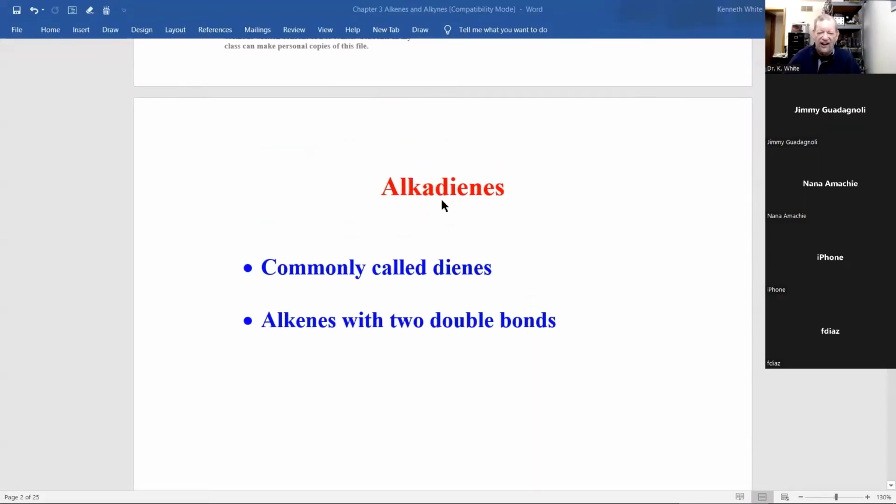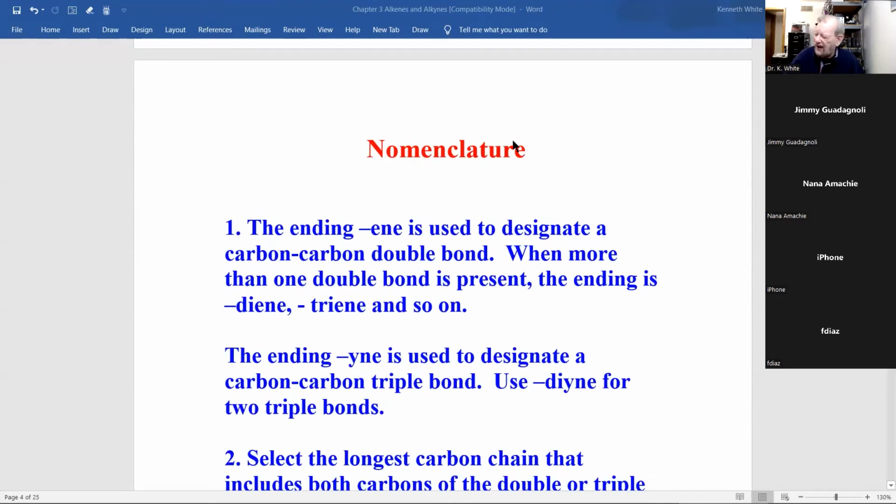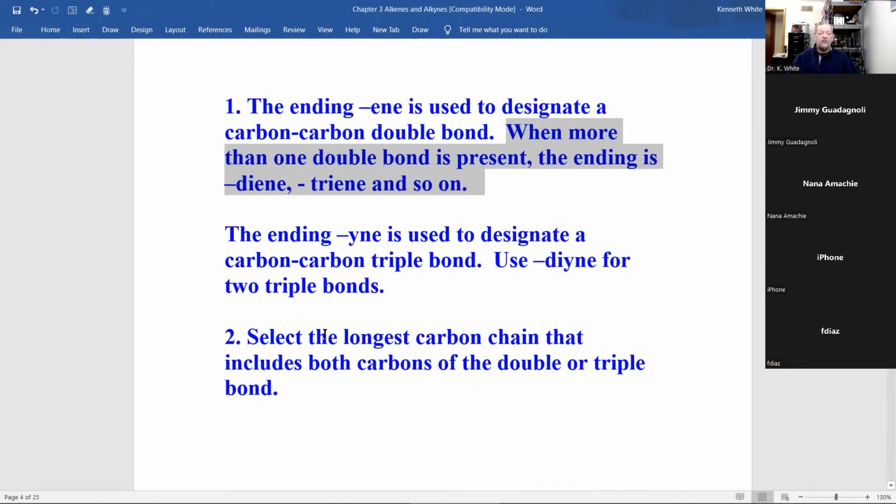Alkadienes have two double bonds. All right, let's talk about nomenclature. And nomenclature, remember, is the fancy word for how to name stuff. I'm going through the IUPAC nomenclature because that's the only nomenclature there is in chemistry. For a double bond, the ENE ending is used to designate that a carbon-carbon double bond is present. Now, this part here I should have taken out: when there is more than one double bond it is a diene, three is a triene, ignore that. For a triple bond, you have the ending YNE, and this is used to designate a carbon-carbon triple bond.